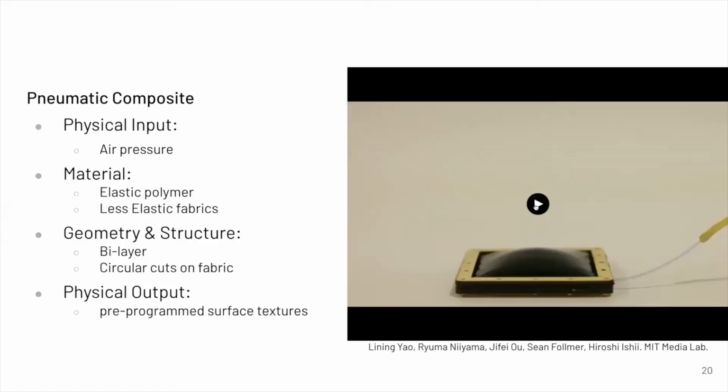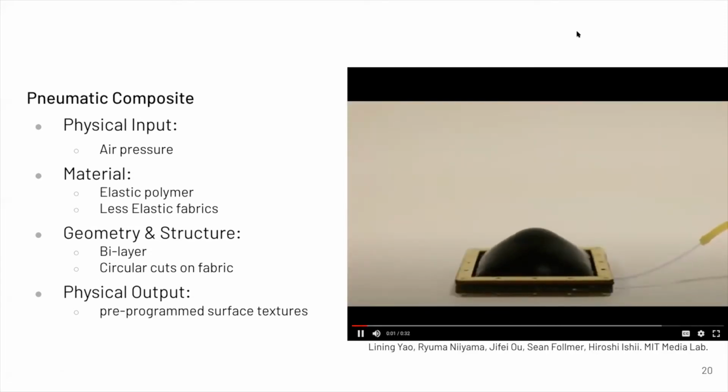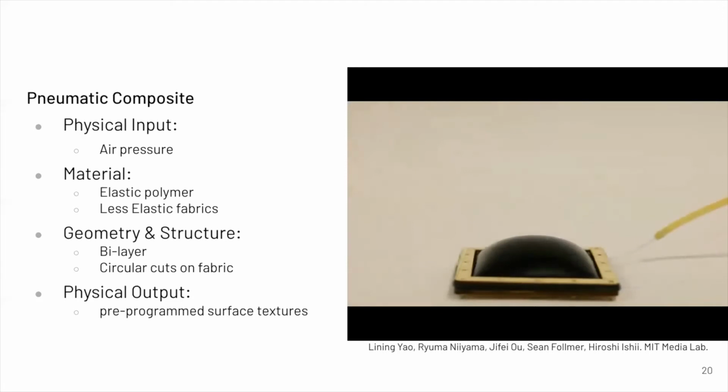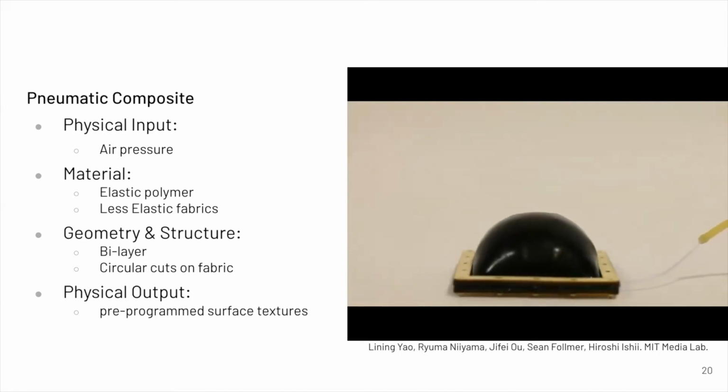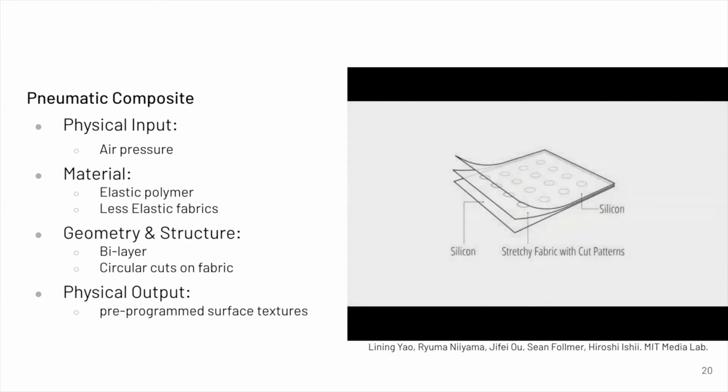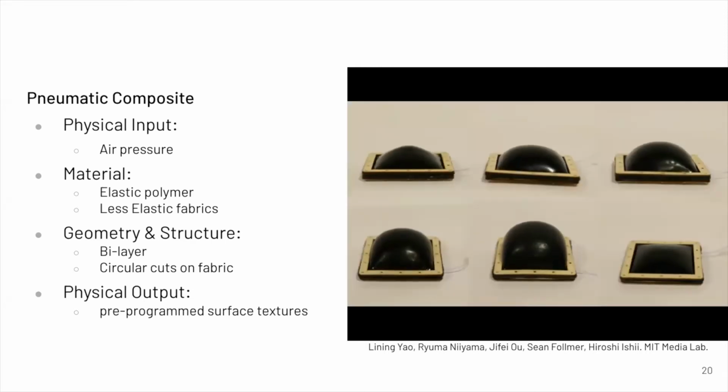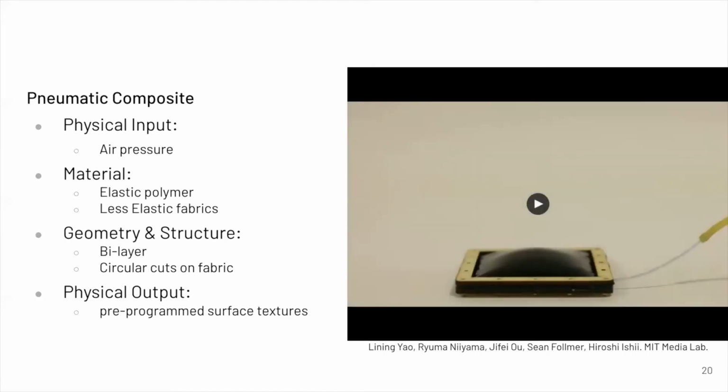And this is another example. For this one, as you inflate, everybody knows how to inflate a balloon. The difference of those balloons are the surface textures. You can see they have controllable surface textures gradually rising up as you increase the air pressure inside the bladder. And the way we did it is to basically laminate a piece of fabric on top of the silicone or latex, whatever stretchable piece of material. And by cutting different patterns of holes on the fabric, you could get different textures rising up from the surface.